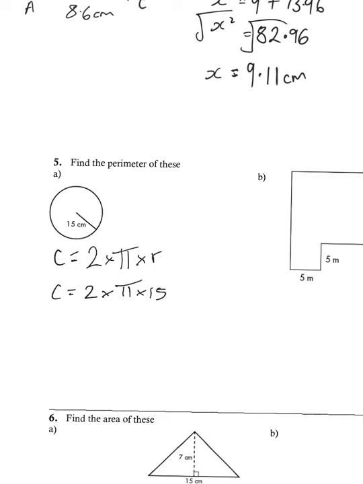Just be careful, guys, if they gave you diameter. Okay, if they did give you diameter, imagine the diameter was actually 15. Your radius, you got to halve that. Okay, so just be careful. We were given the radius though, so that's fine. Just something to look out for. Okay, I'm just going to put this all in my calculator. So 2 times pi times 15.